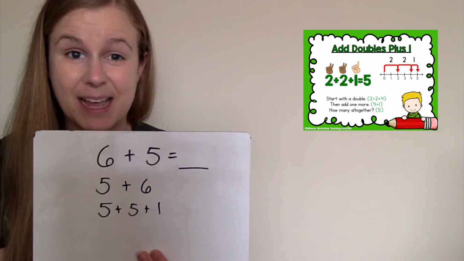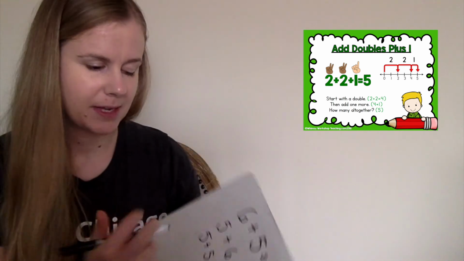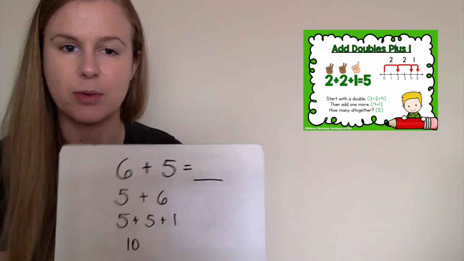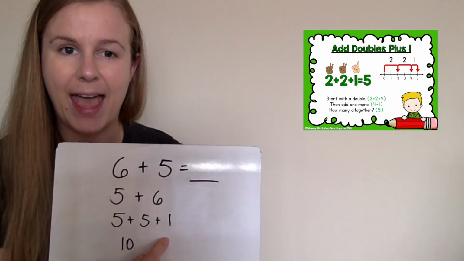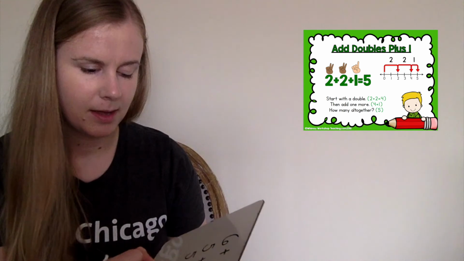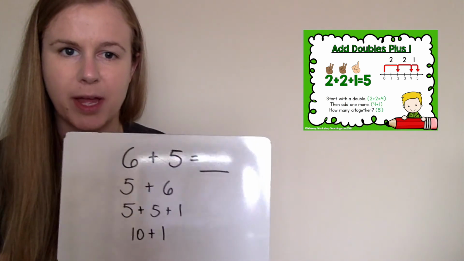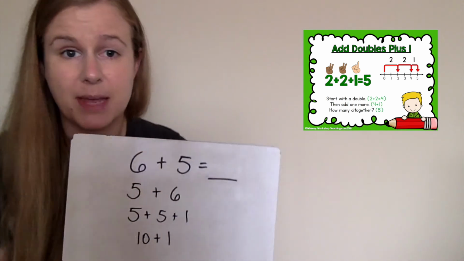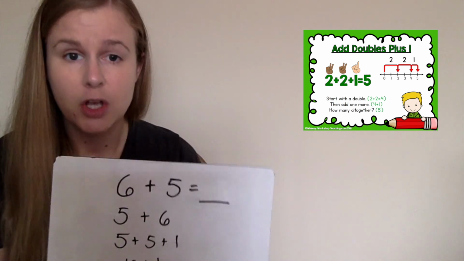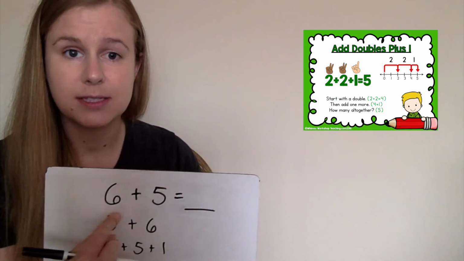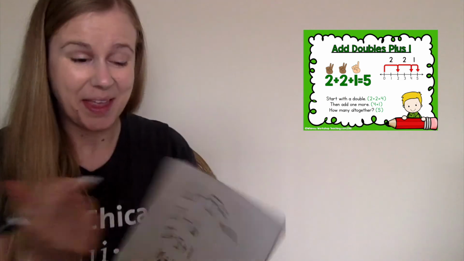Now let's follow the steps. Start with a double. 5 plus 5 equals 10. Add one more. So I bring down that 1, 10 plus 1. How many altogether? 10 plus 1 equals 11. So we go all the way back up here. 6 plus 5 equals 11.